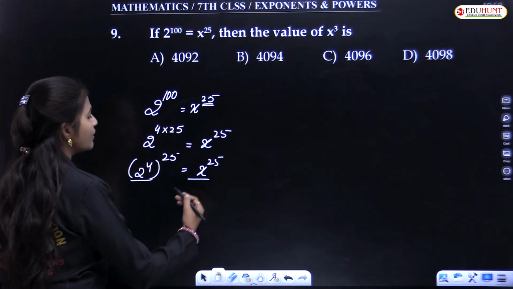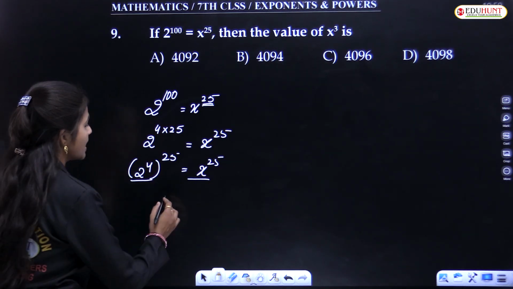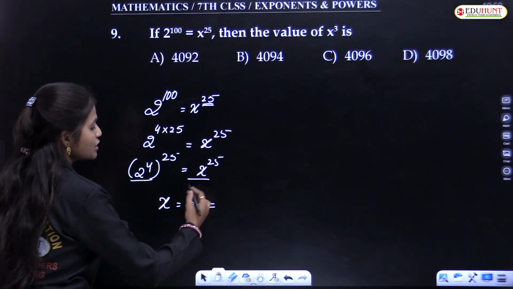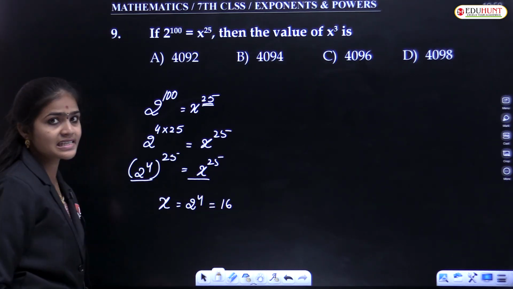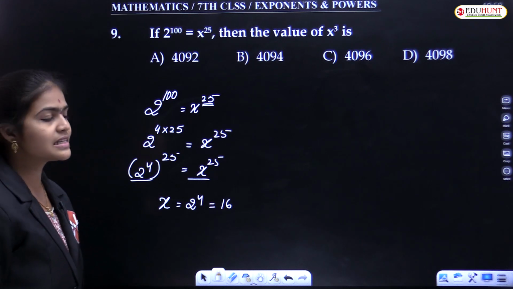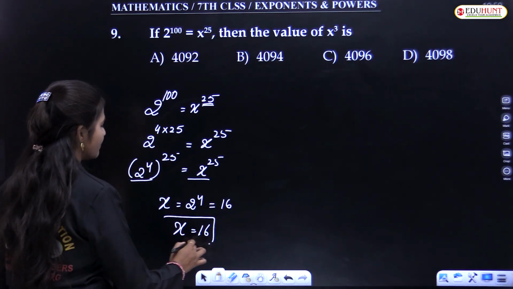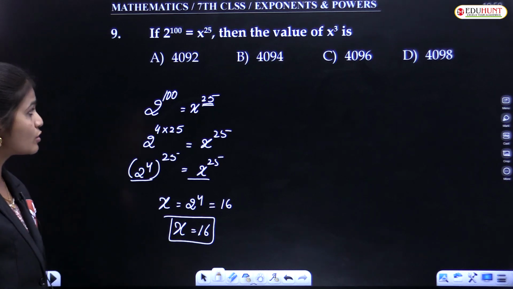then we have to equate their bases. So x is equal to 2 power 4, which is equal to 16. 2 power 4 value is 16. So from this, x is equal to 16.